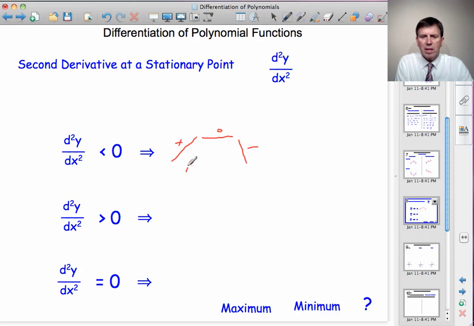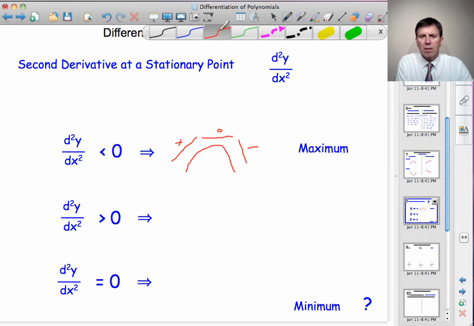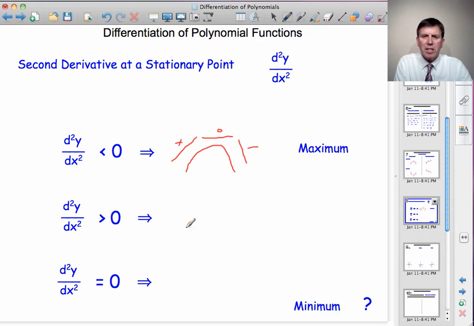That's the only way it can be decreasing as it goes through 0. So what we have here is a maximum if d2y by dx squared is less than 0. So let's label that one. That gives us a maximum. Now then, what if d2y by dx squared is positive as we go through a stationary point? That means the gradient of dy by dx is positive, which means dy by dx is increasing. If it's increasing through 0, it must be negative, then 0, and then positive. So we have a minimum point on the curve.